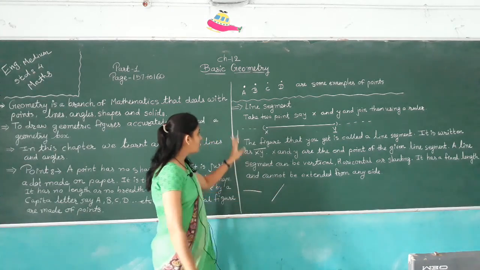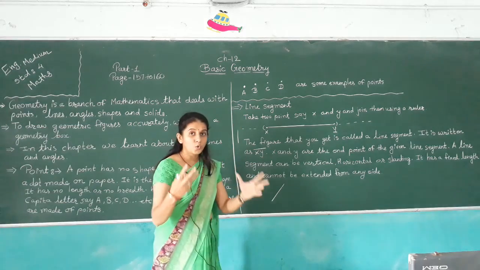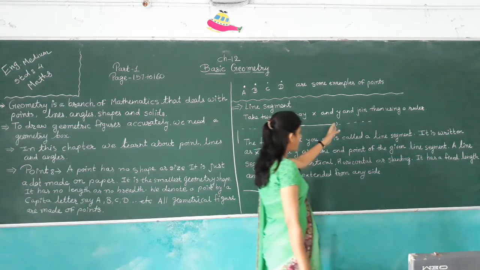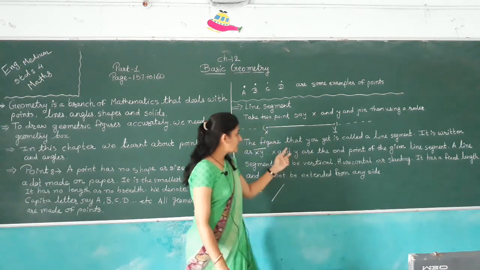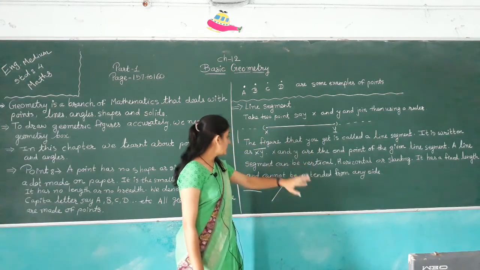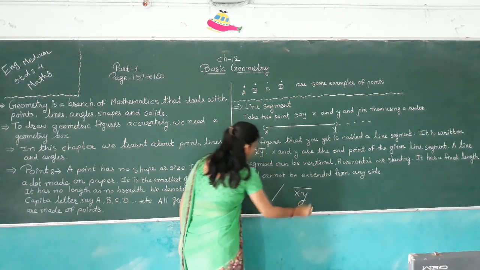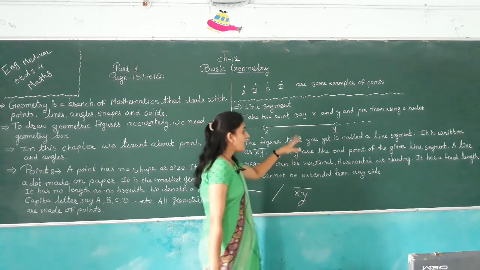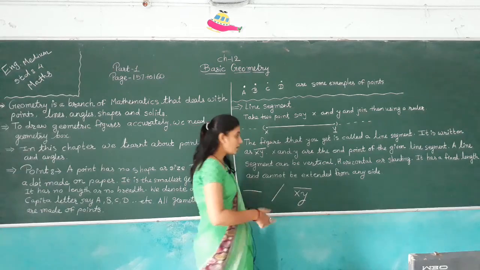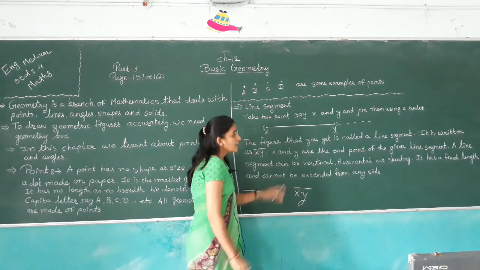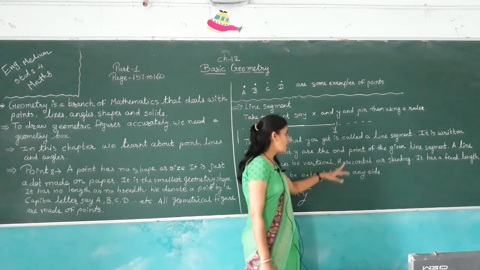Once again, what is a line segment? Take two points, say X and Y, and join them using a ruler. The figure that you get is called a line segment. It is written as line segment XY. X and Y are the endpoints of the given line segment. A line segment can be vertical, horizontal, slanting. It has a fixed length and cannot be extended from any side.